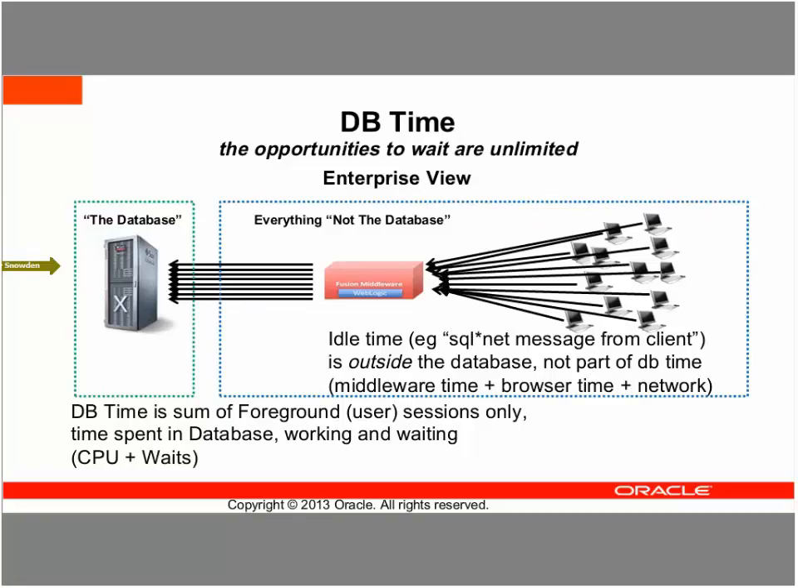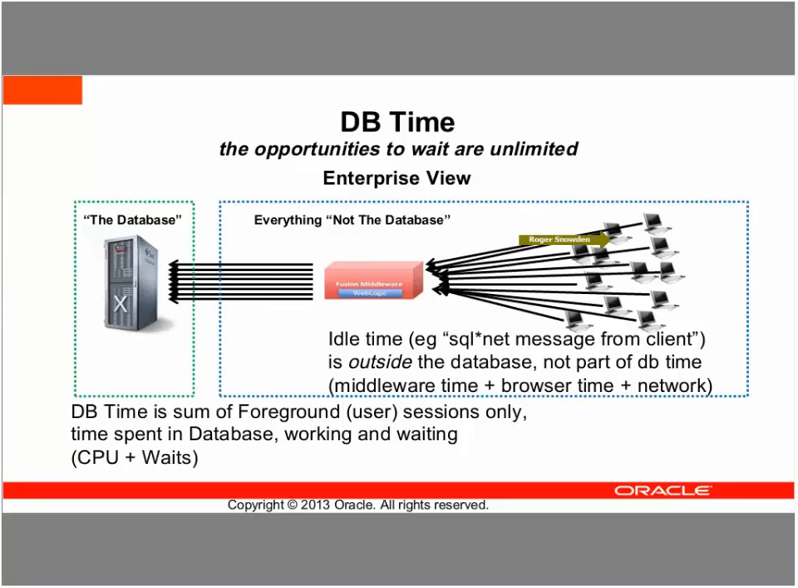So response time from the viewpoint of the user is the time from the browser through the network to the middleware, time spent doing work and waiting inside the middleware, through the network once again, and through however many switches we go through to the database, then through the database working and waiting, and then sending the information back out the other way. So that's the overall response time.